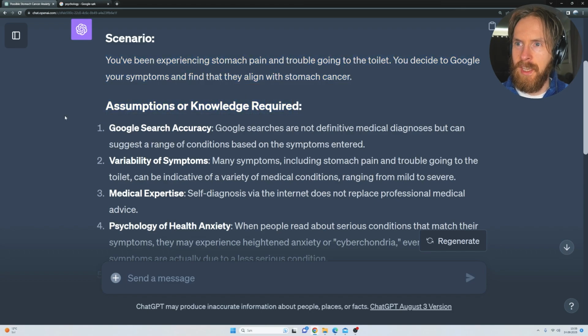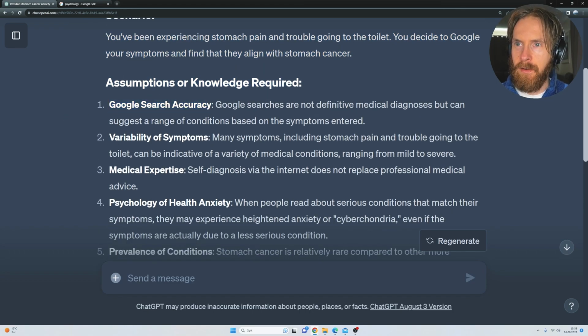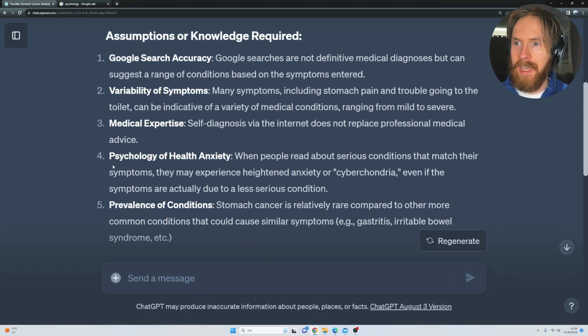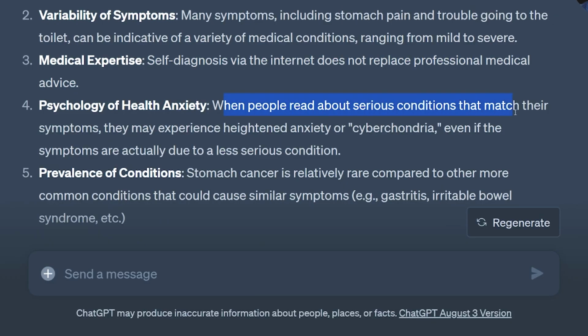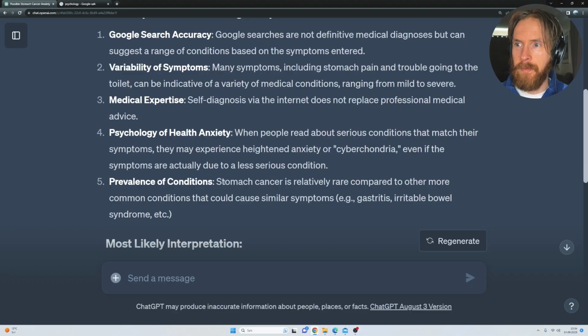So assumptions: Google search accuracy, variety of symptoms, medical expertise, self-diagnosis via the internet does not replace it, that's true. When people read about serious conditions that match their symptoms, they may experience heightened anxiety or hypochondria. I haven't heard that. Even if the symptoms are actually due to a less serious condition. Stomach cancer is a little rare compared to other more common conditions that could have similar symptoms. Yeah, irritable bowel syndrome, I don't know about that.